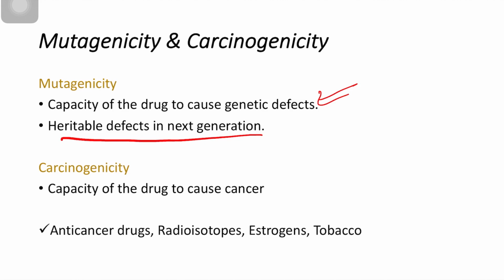There are some drugs which produce cancers as well. So there are some anti-cancer medicines which we use to treat cancer, and as a side effect they produce cancer on long-term exposure. That is called carcinogenicity, the capability of a drug to produce cancer. Anti-cancer drugs themselves are included among carcinogenic drugs, along with some radioisotopes, some hormones like estrogen, and tobacco. So these are some examples of mutagenicity and carcinogenicity.